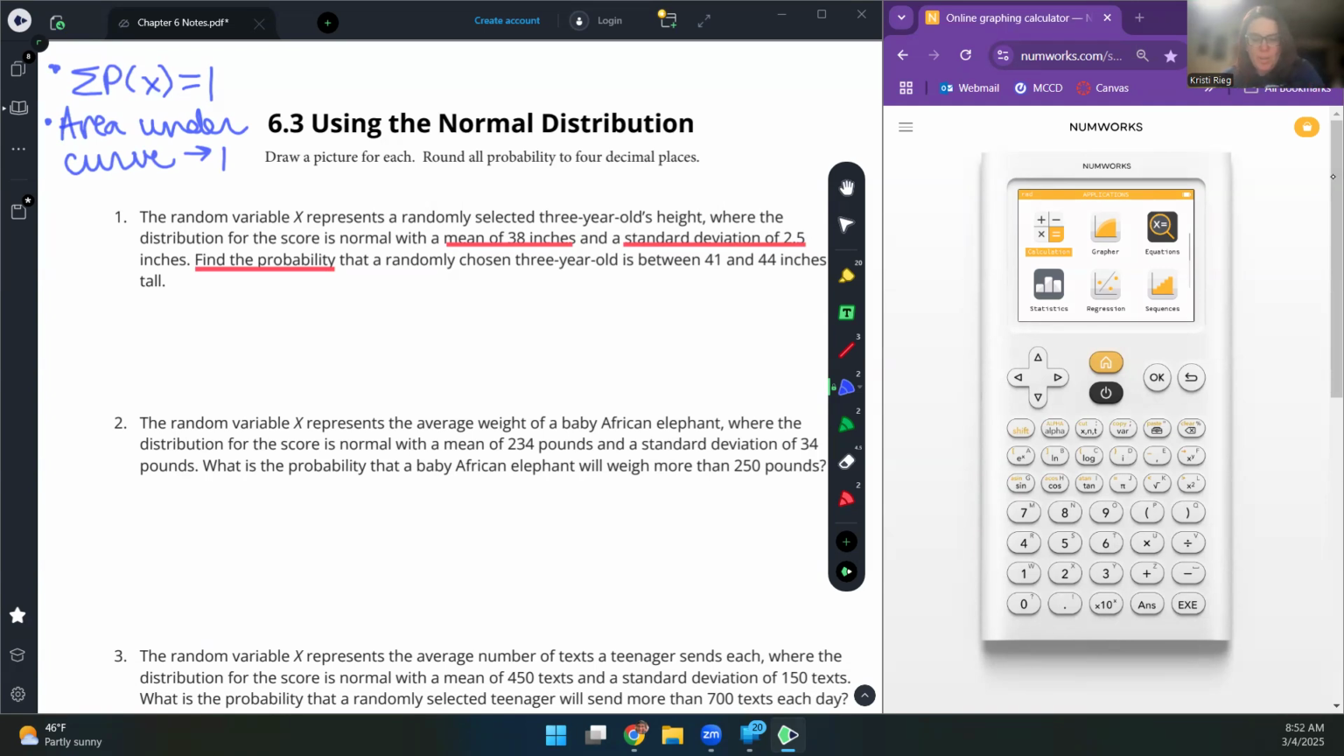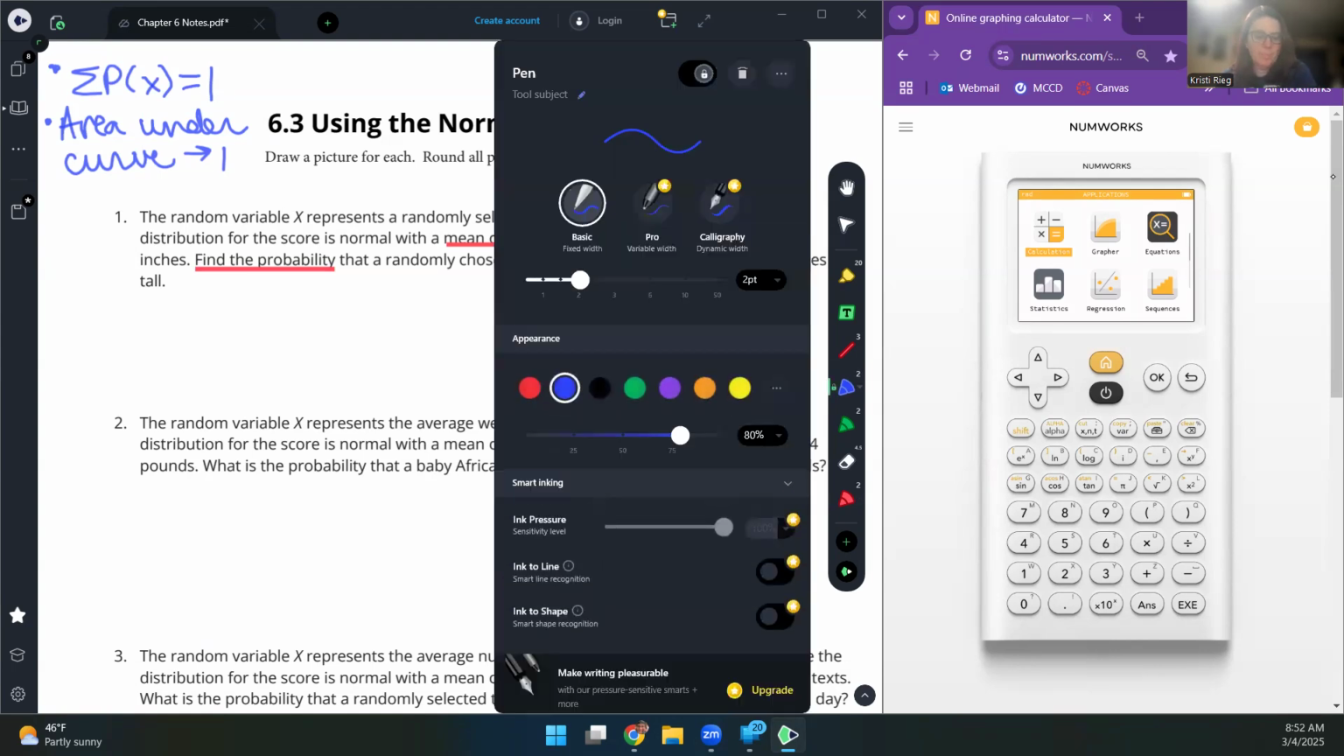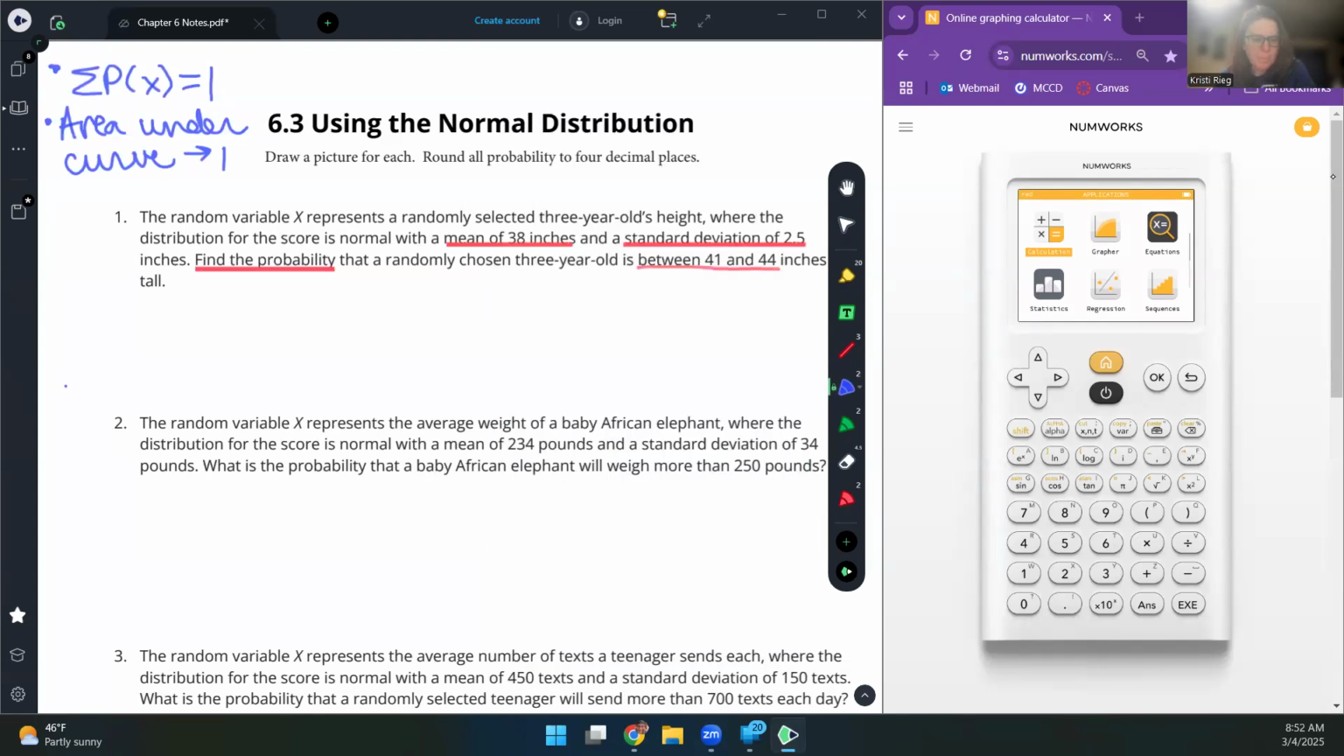Okay, find the probability that a randomly chosen 3-year-old's height is between 41 and 44 inches. So first, what does that look like? Okay, give me my pen. We have our curve, so we're going to draw a normal distribution. It says the mean is 38, so that goes in the middle, because the mean is always in the middle. And we want to know the probability that the height is between 41 and 44.